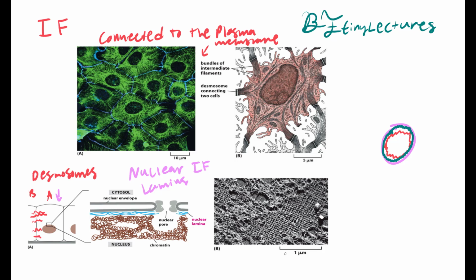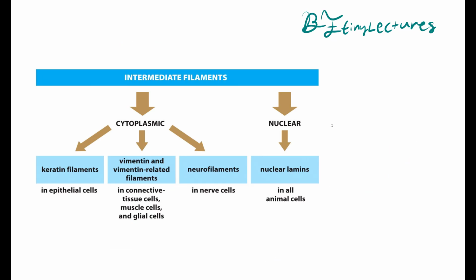And here we have the very nice mesh network. So this is the network of intermediate filaments that is found inside the nuclear envelope. So this is made from the nuclear lamins. Intermediate filaments, they're assembled by a variety of proteins within different cell types. And of course, we have them in the nucleus. So depending on where you find the intermediate filament, it will have different responsibilities.